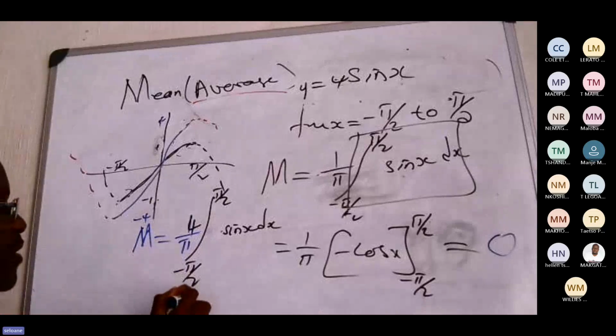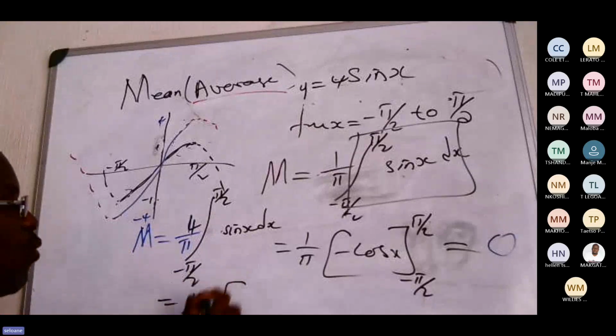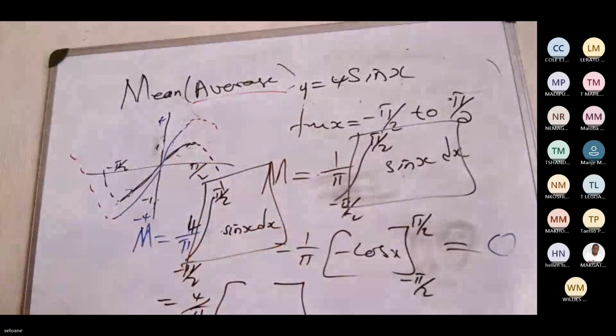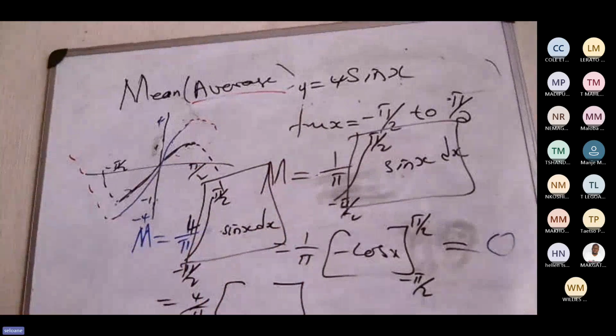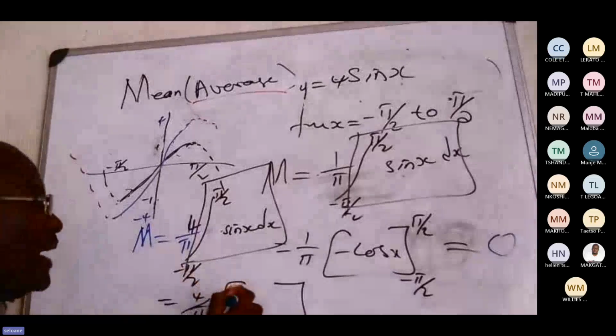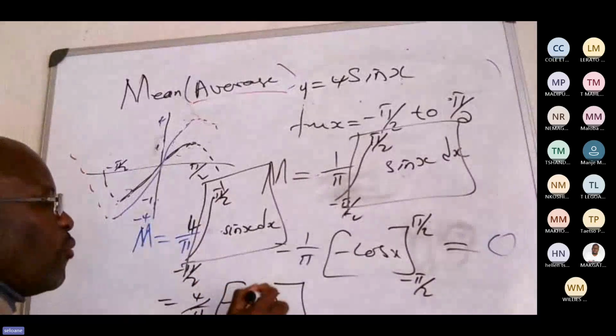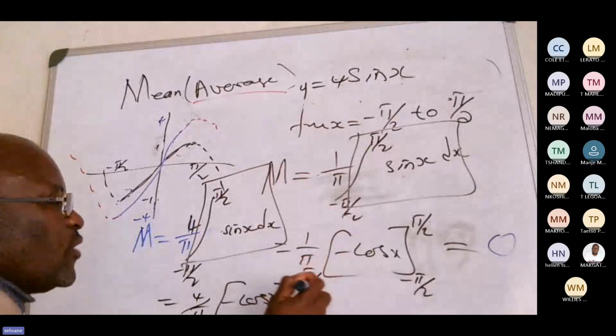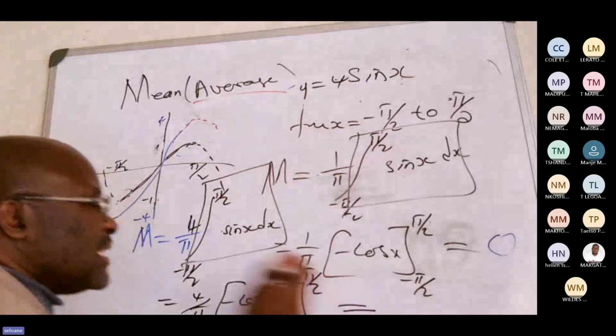Then this becomes 4 over pi times the integral of this. What is the integral of sine x? Minus cos x. From minus pi over 2 up to pi over 2. And what is the answer then?